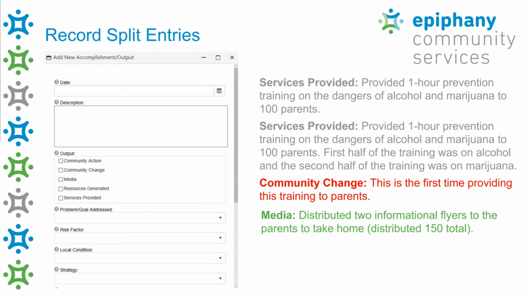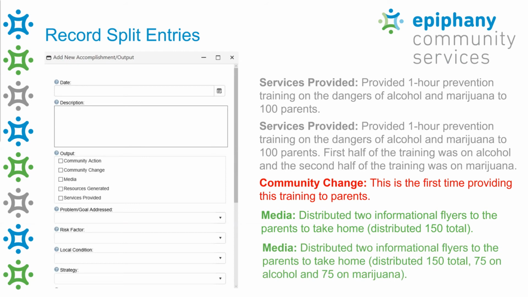So at the end of the day, one of our flyers was about alcohol and the other one was about marijuana. So to rewrite my description for the media piece, I went ahead and said distributed 2 informational flyers to parents to take home, 150 total distributed, 75 on alcohol and 75 on marijuana. This, again, is a very simple, minute piece of information that I had to add, but it makes it so much clearer for my evaluator and my scorer to see, hey, she said that half of these were on marijuana and half of these were on alcohol. That's why she split it the way she did.